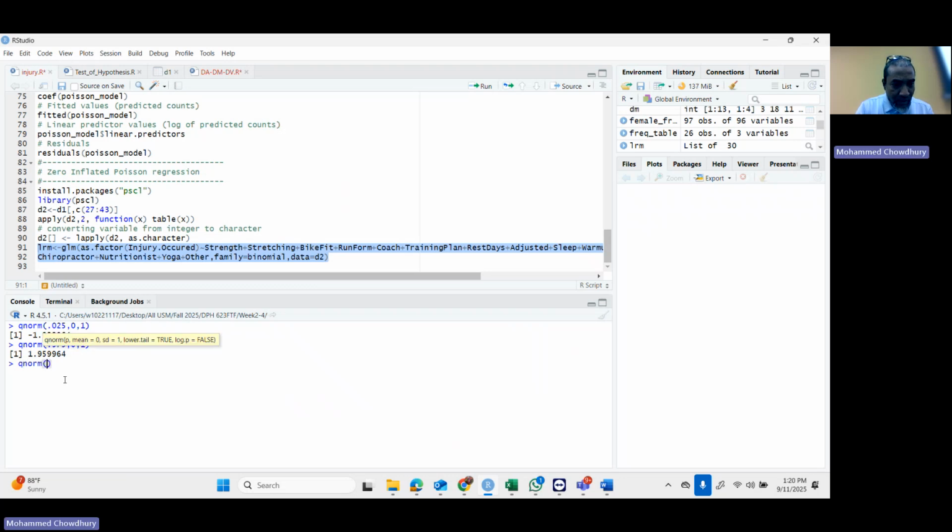Q norm 0.09 and 0,1, you are getting this value. This is the negative one, and then the positive one, if you want, you just put here 9,1. Same value, but the sign is different. Are you seeing? Because normal distribution is a symmetric distribution, right?